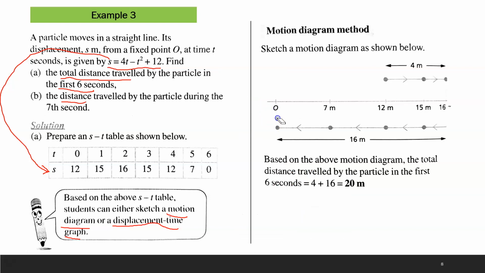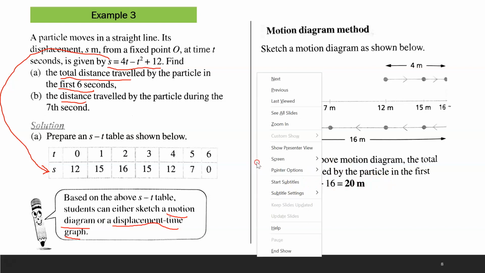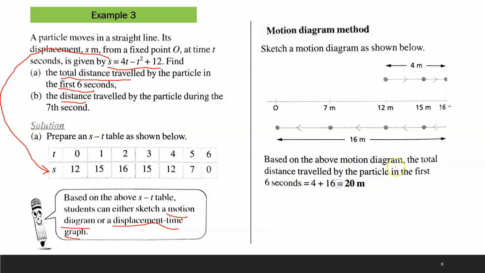Okay, based on the above motion diagram, the total distance traveled by the particle in the first 6 second. Sebab kita mau cari dia punya total distance travel by the particle in the first 6 second. So, total distance adalah 4 plus 16. You have this one and also this one.